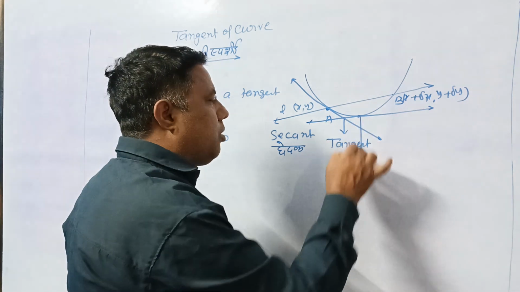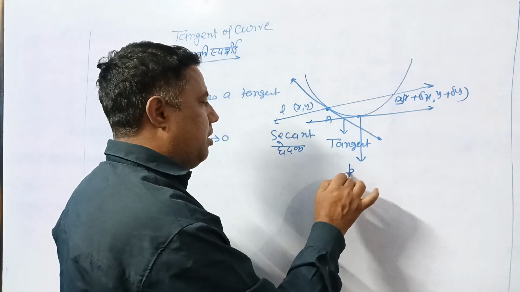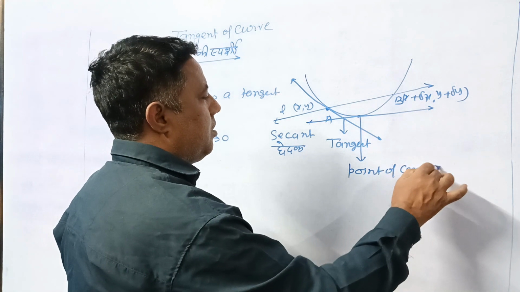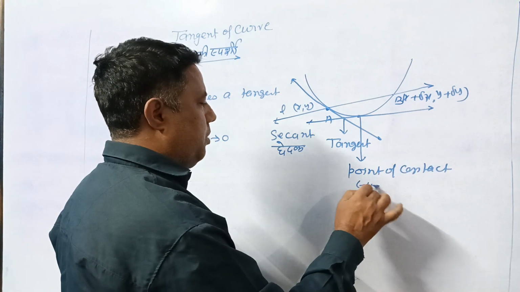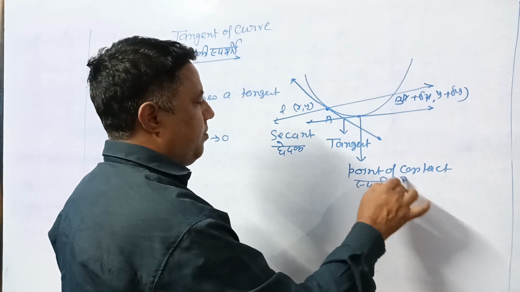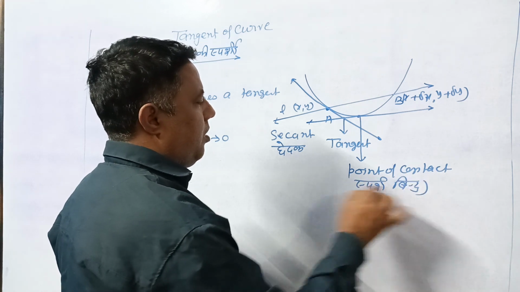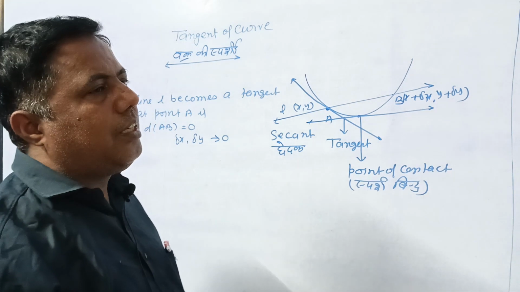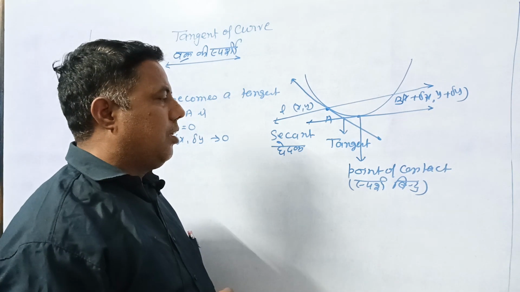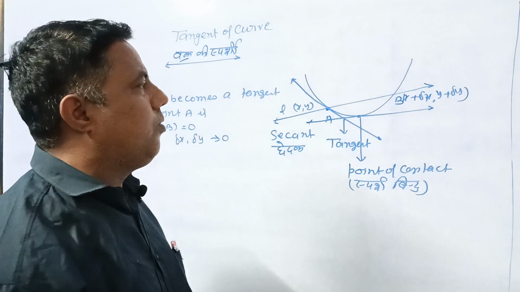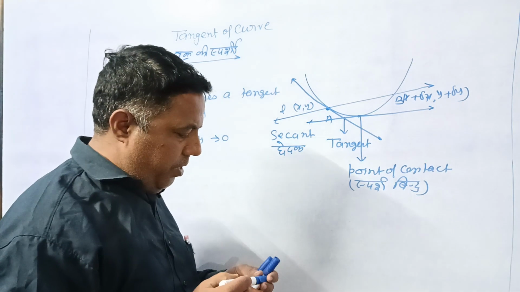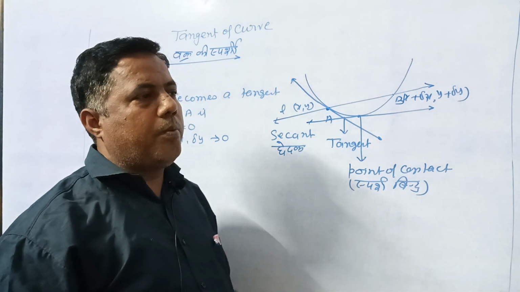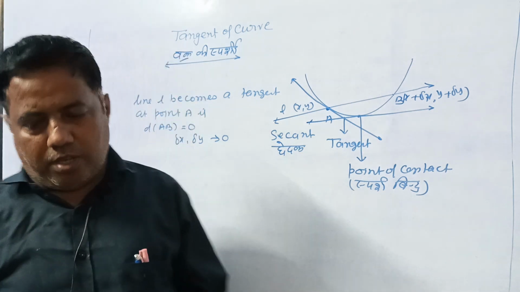और ये जो पॉइंट होता है, points are known as point of contact. स्पर्श बिंदु, point of contact. In Hindi we know that it is a स्पर्श बिंदु. In English it is called a point of contact. Now we discuss the tangent of the circle, tangent of the parabola, ellipse and hyperbola.